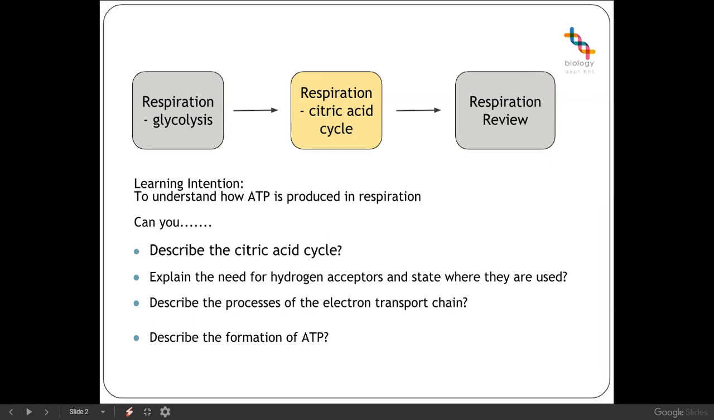So what you need to be able to do is describe the citric acid cycle. You need to be able to explain the need for hydrogen acceptors and state where they're used. You need to describe the processes of the electron transport chain, and you need to be able to describe the formation of ATP.